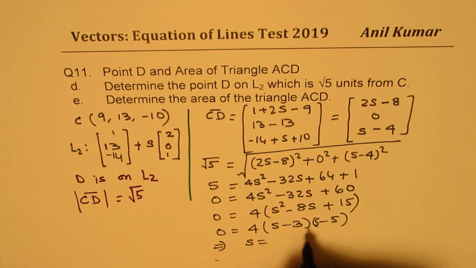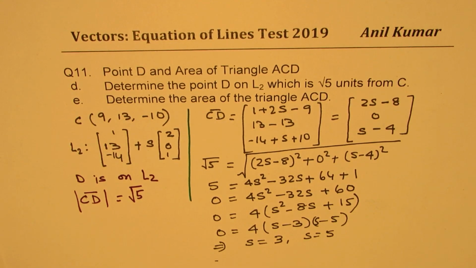So s could be 3 or s could be equal to 5. So these are the two values of s which will give you the point D, right? So using these two values, we get two different points. It makes sense. It could be on either side, right? So let's find these points now.